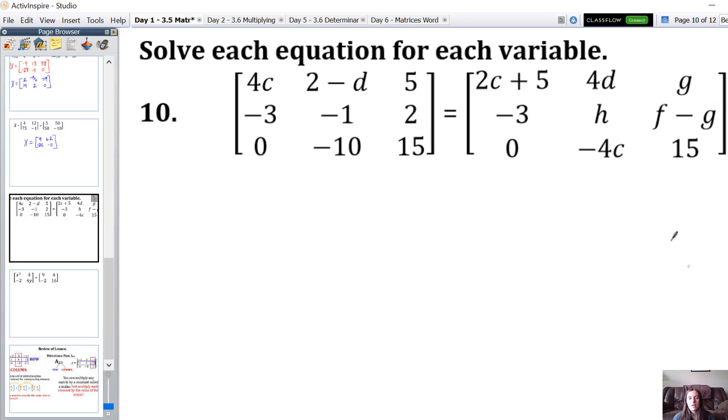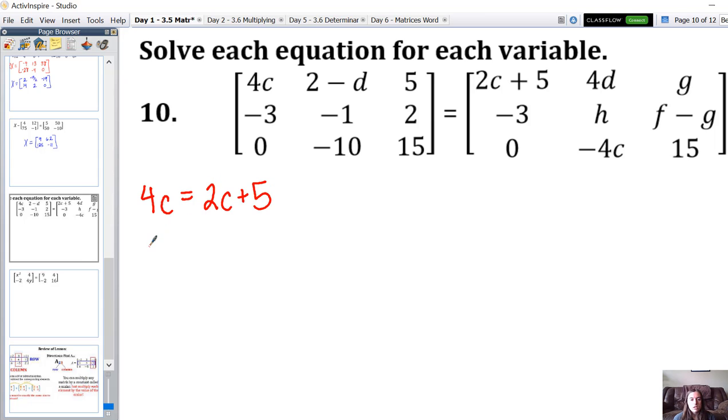Now we have examples that have the variables inside of the matrices, and we have these two matrices that are equal to each other. So when two matrices are equal, their elements that are in the same position are also equal. For example, 4c is equal to 2c plus 5. So we can set up an equation with those expressions and solve for our variable c.